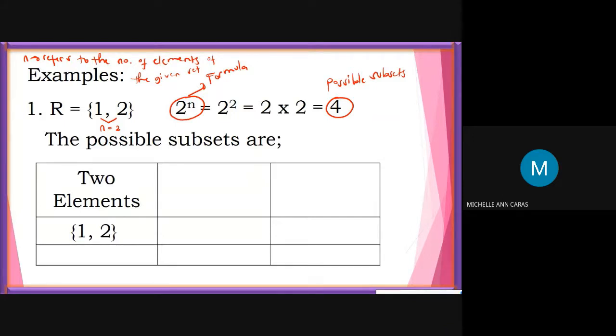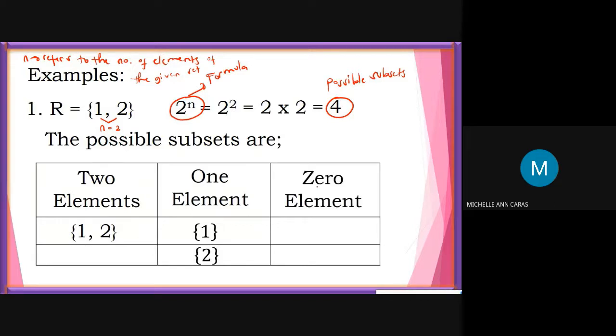Okay, next, after 2 elements, what other possible subsets do we have? We have 1 element. What belongs to the 1 element? We simply take one element from set R. We have 1 and 2. Okay, next, we also have zero elements. As stated in the definition earlier, an empty set is a subset of every set. So the empty set or null set is a subset of our set.